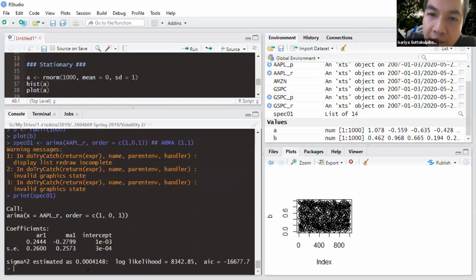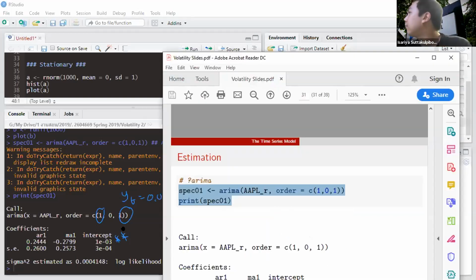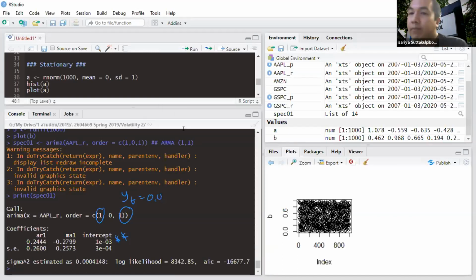Okay, so what's happening here? We have an ARMA 1-1, and here's what we get. Let me write it down. Y_t equals intercept 1e minus 0.3. This means basically 0.001, right? So this is almost 0. What's happening here? Yeah, this is 0.001.